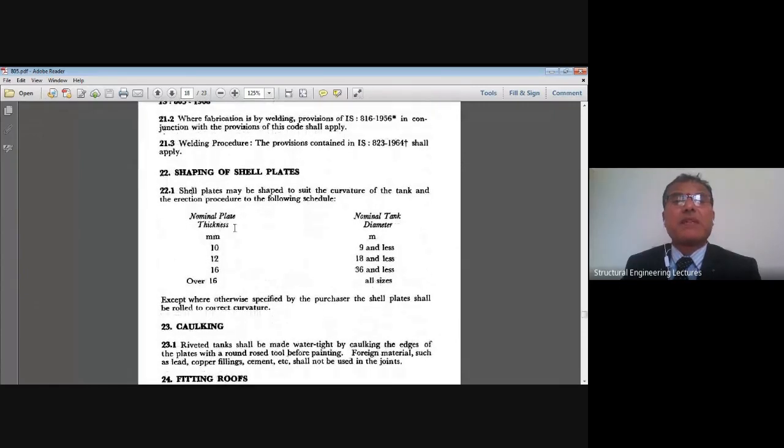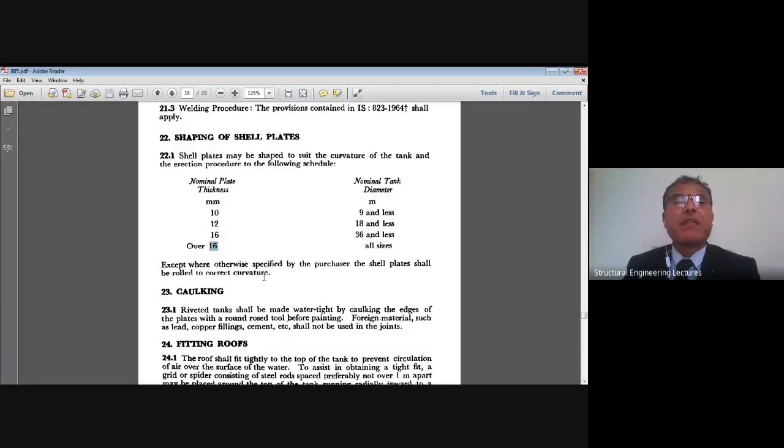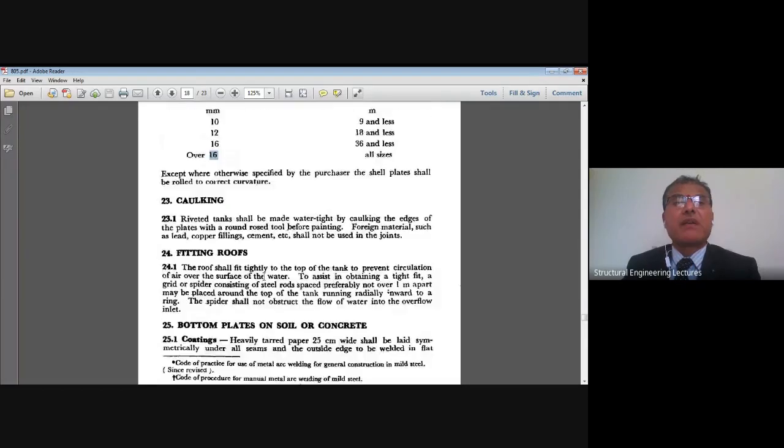shaping of the shell plates, right? If the nominal tank diameter is 9 meter or less, then the nominal plate thickness for shaping of these shell plates should be at least 10 mm, right? Like that, if the nominal tank diameter is 18 and less, then 12 mm. For 35 or less meters of the nominal diameter, the nominal plate thickness should be 16, and for greater than 36, then greater than 16 mm thickness of the plate shall be used.